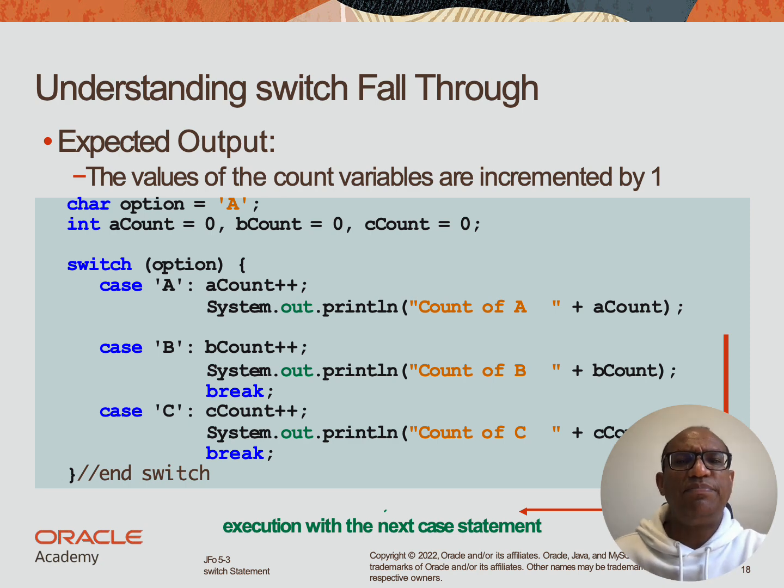In this fall-through example, if the option value is A, it matches the first case statement. Because there is no break statement, execution continues with the next case statement until a break statement is encountered. The value of B count is also incremented by 1. Therefore, the output would be count of A 1, count of B 1.